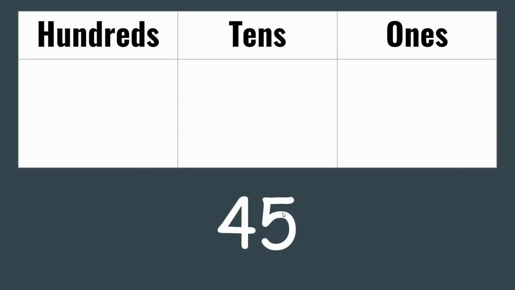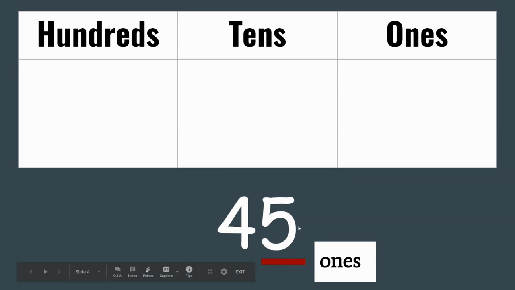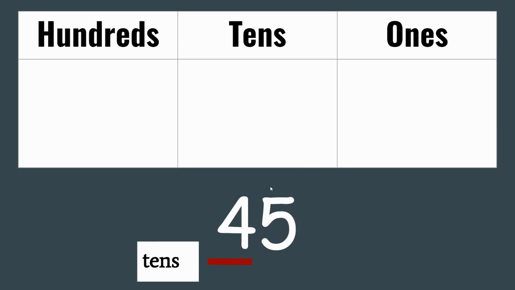Now let's try with number 45. Let's try to write number 45 in our place value chart. Always start at the end of the number. Now, where should we put number 5 in our place value chart? Very good. Since this is the ones, we're going to put 5 in the ones column. How about 4? Very good. We're going to put 4 in the tens column.